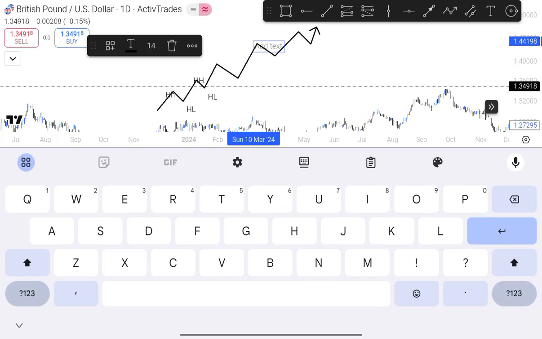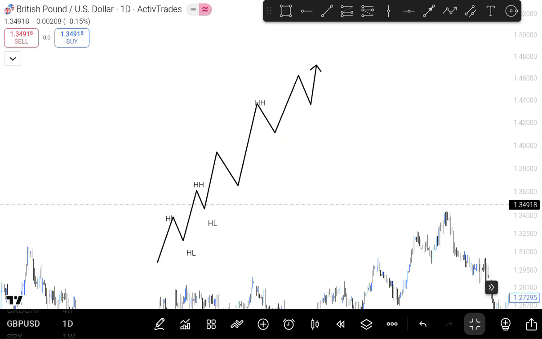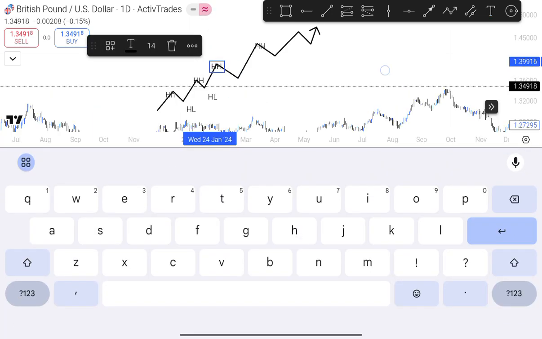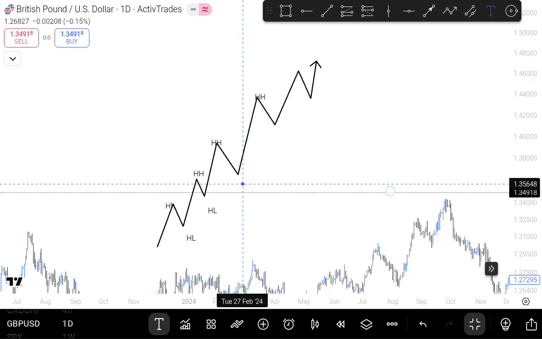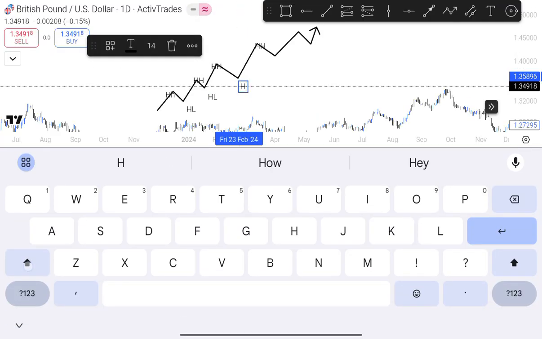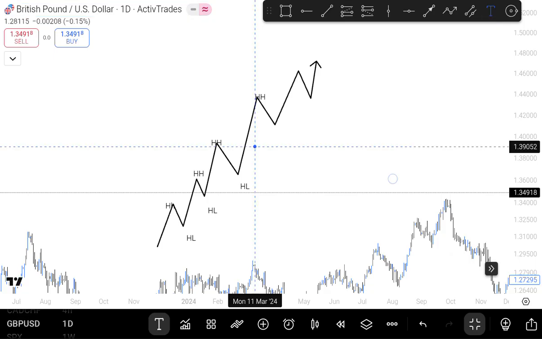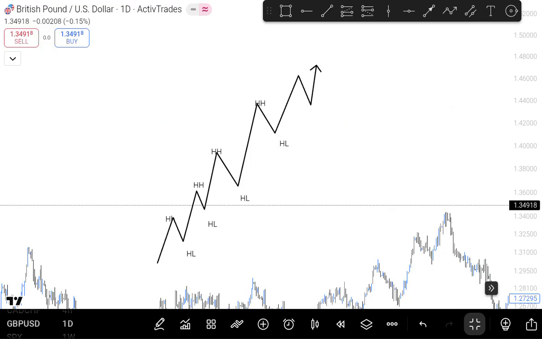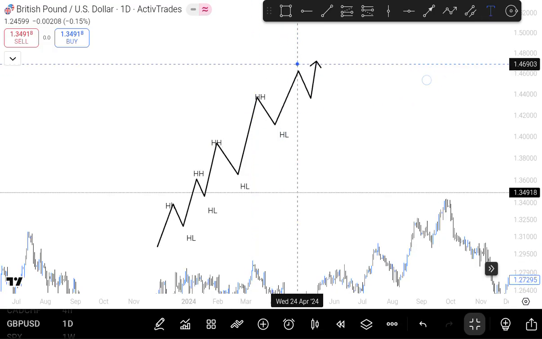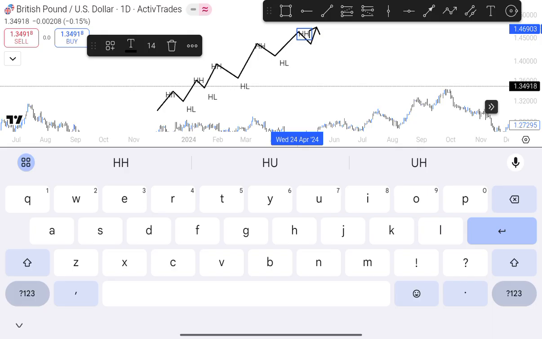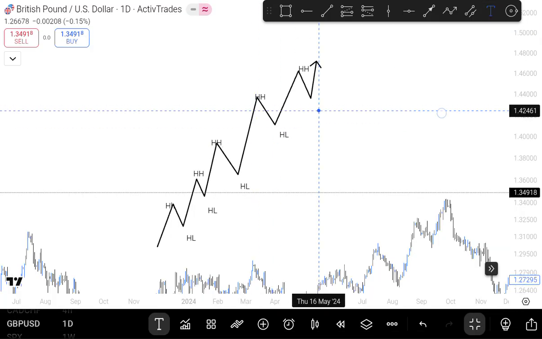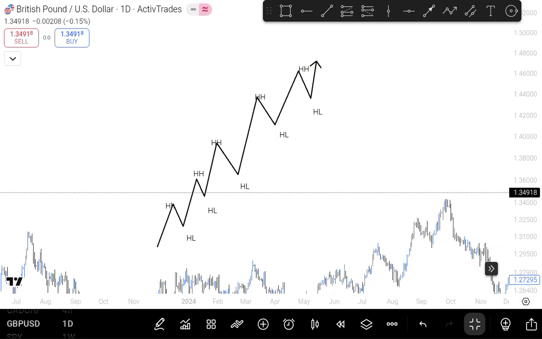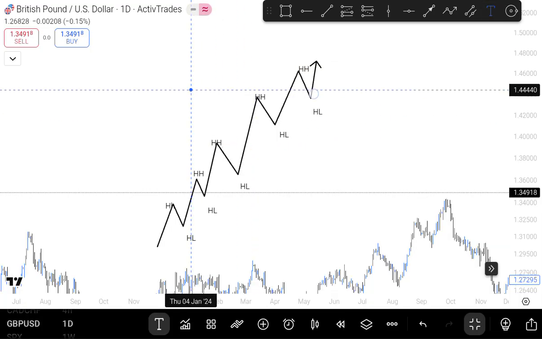These are our higher highs. We also have higher highs here, and we also have a higher high. These are our higher lows. These are our higher lows as well. These are our higher highs. These are our higher lows. So this is an uptrend market.